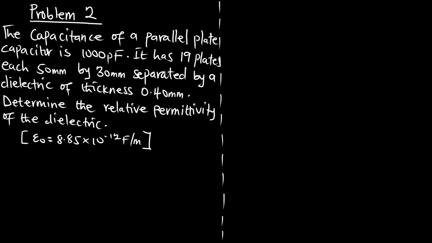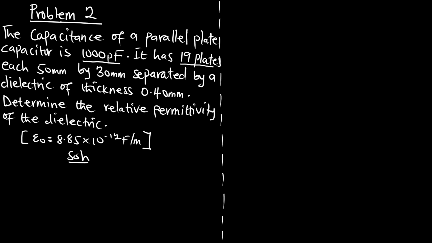Problem 2. The capacitance of a parallel plate capacitor is 1000 picofarad. It has 19 plates, each 50 millimeters by 30 millimeters, separated by a dielectric of thickness 0.40 millimeters. Now determine the relative permittivity of the dielectric. We have the permittivity of free space given. So this is also simple. Let's start by writing down our parameters.